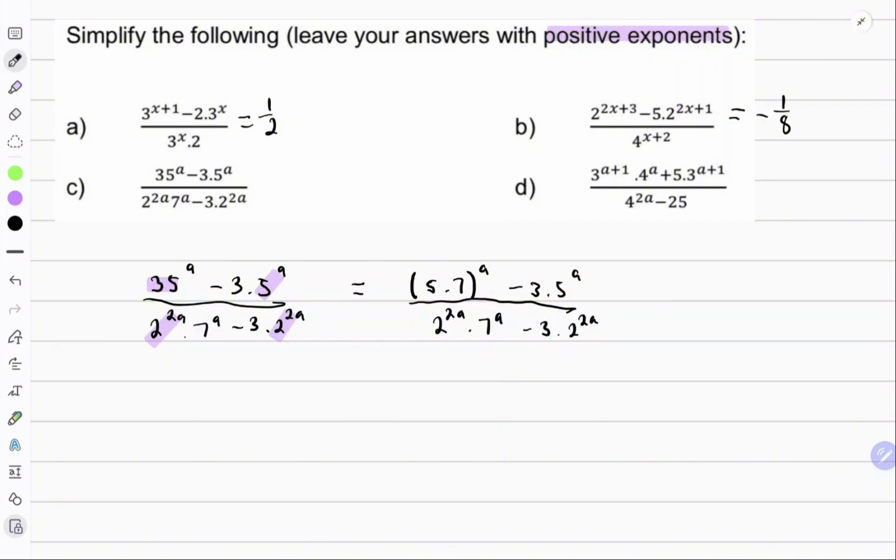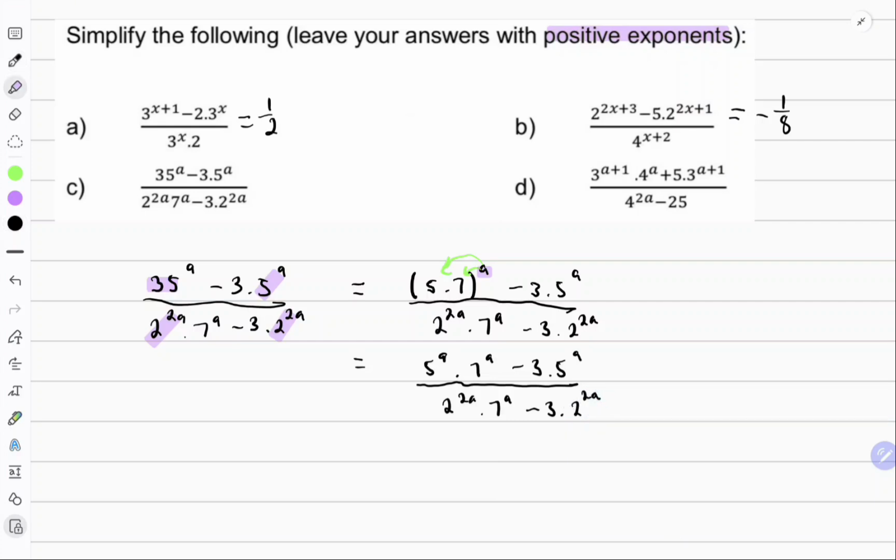So at this point, you can take your exponent and multiply it with the numbers inside the bracket. So this would give us 5 to the power of a times 7 to the power of a minus 3 times 5 to the power of a, all over 2 to the power of 2a times 7 to the power of a minus 3 times 2 to the power of 2a.